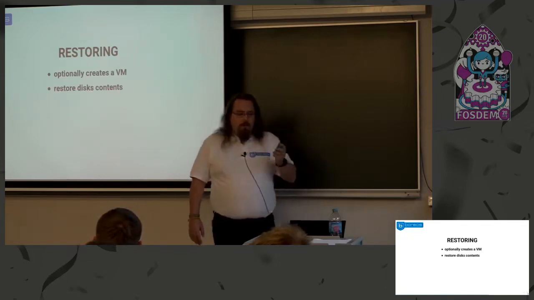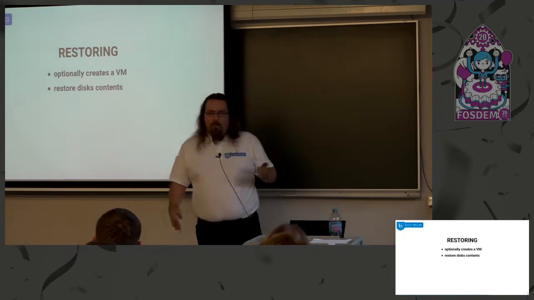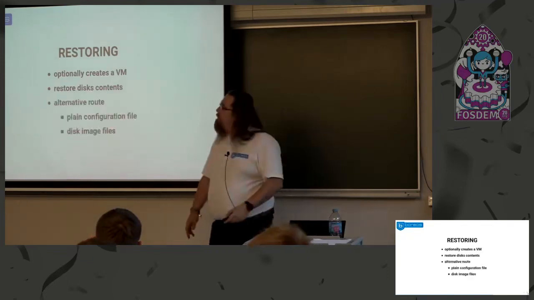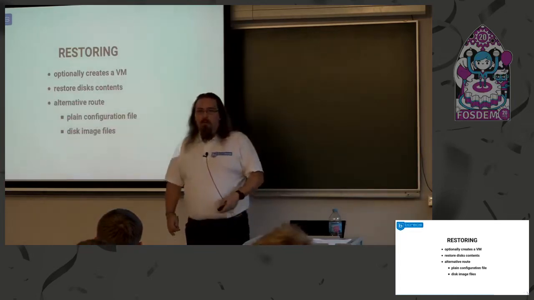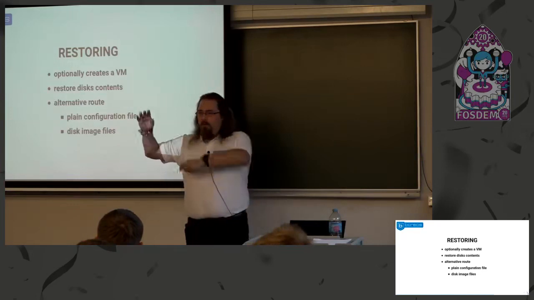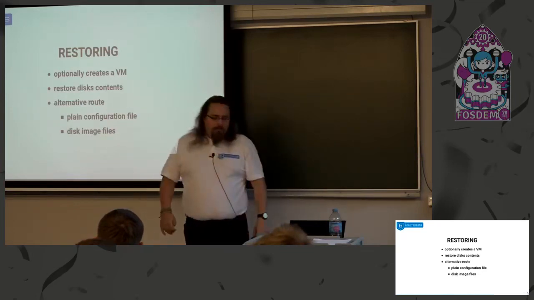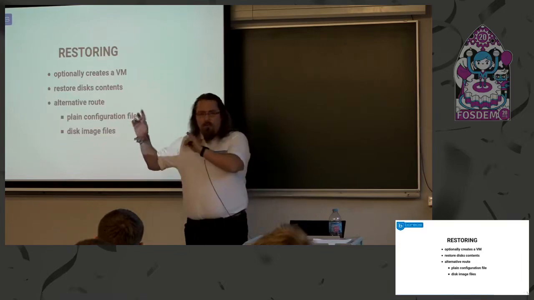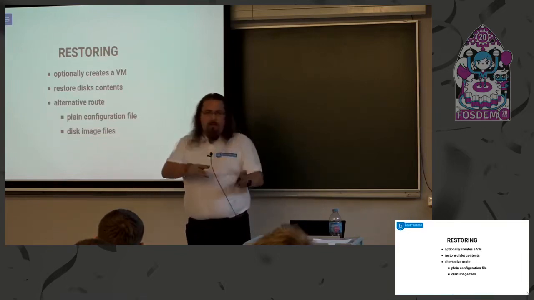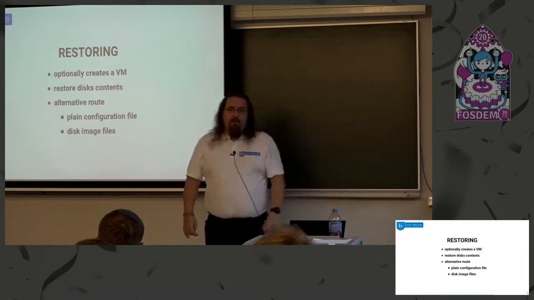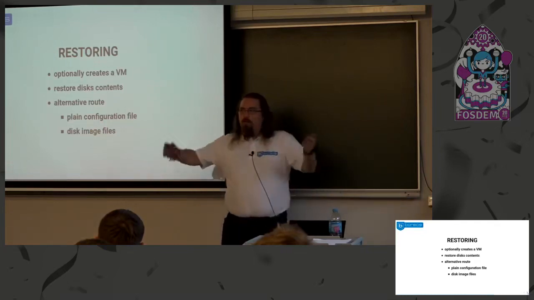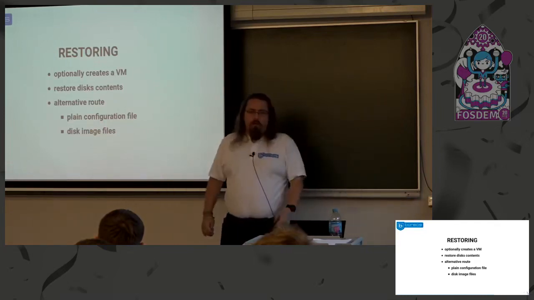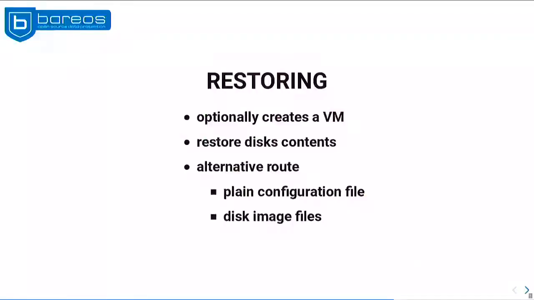If you don't want to restore onto your live system, or you just want to take a look, the alternative route is to just restore a plain configuration file and image files. So if you back up an oVirt machine, your oVirt cluster is broken, whatever, and you cannot restore to this, but you need the virtual machine now, or you need a file from there, you can restore the disk image file and use guestfish or whatever to take a look at the contents, or you can import it to some other system or use it just with plain KVM, whatever you think.